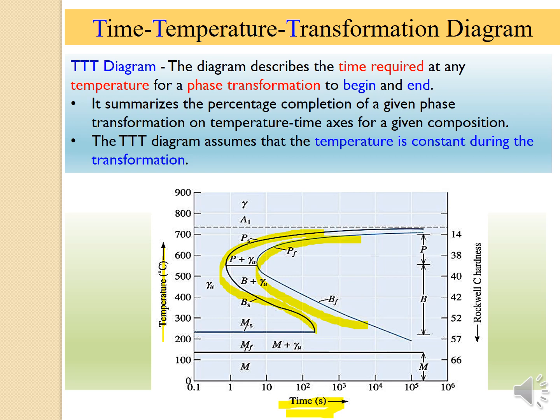The TTT diagram assumes the temperature is constant during the transformation. Since temperature is the vertical axis, for a constant temperature we will have this isothermal line. Now if the phase transformation takes place at 500 degrees Celsius, the transformation will start at this point, and you can read the time from the timeline, and it will end at the other point, and you can also read the time from that line, and we can calculate how long the transformation will take.